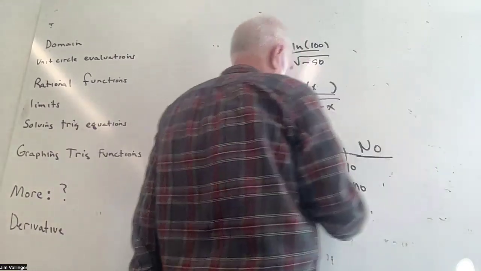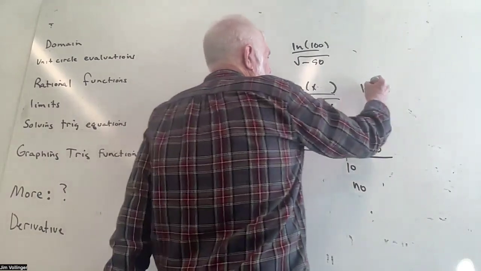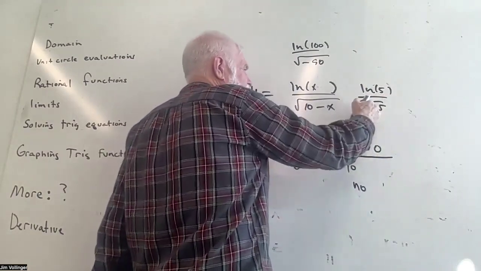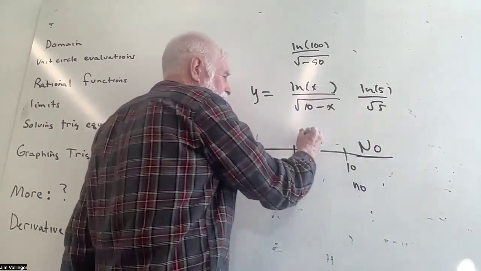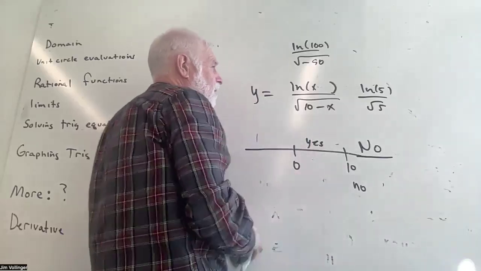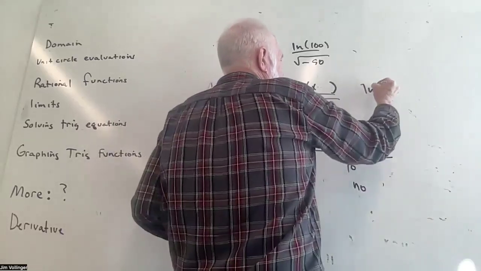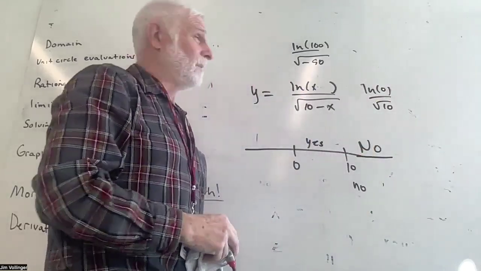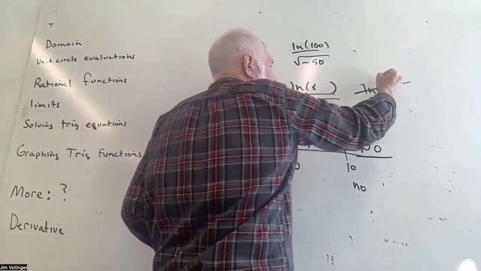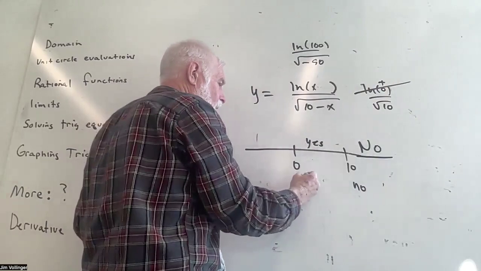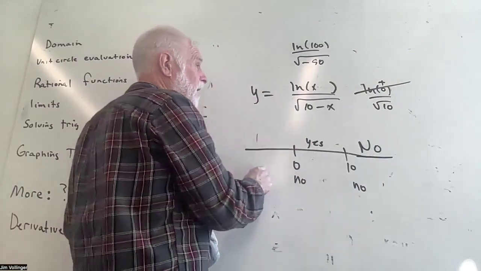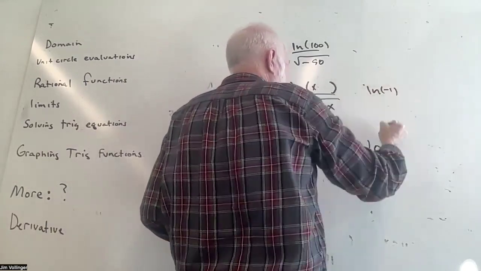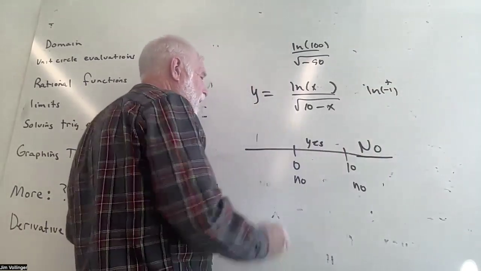How about a number between 0 and 10, like 5? ln of 5, yeah, we know that, approximately 1.6, over the square root of 5. Can I do 1.6 divided by whatever that is? Yes, I can use that. Can I plug in 0? Am I allowed to do the ln of 0 over the square root of 10? No. This is undefined. We need positive numbers in that parentheses, so no. Can I use -1? The ln of -1? No, I said the parentheses has to be positive, so no.